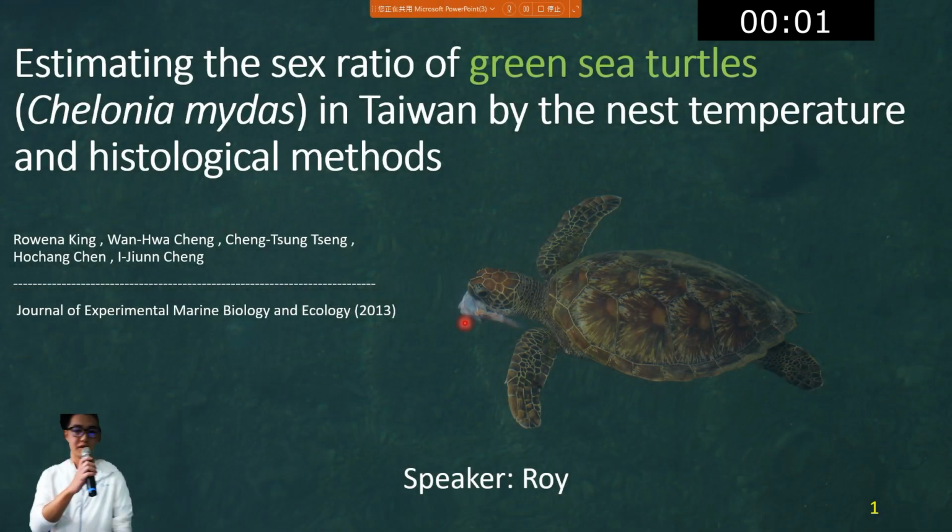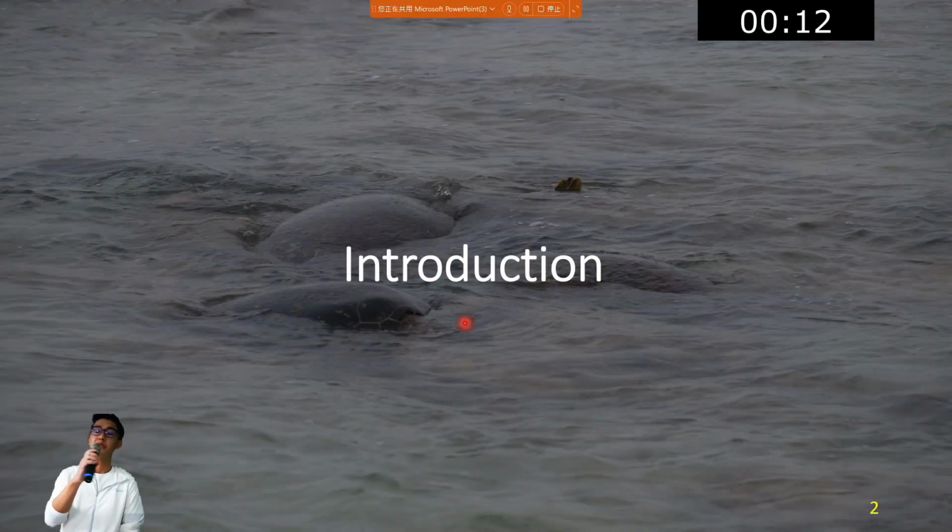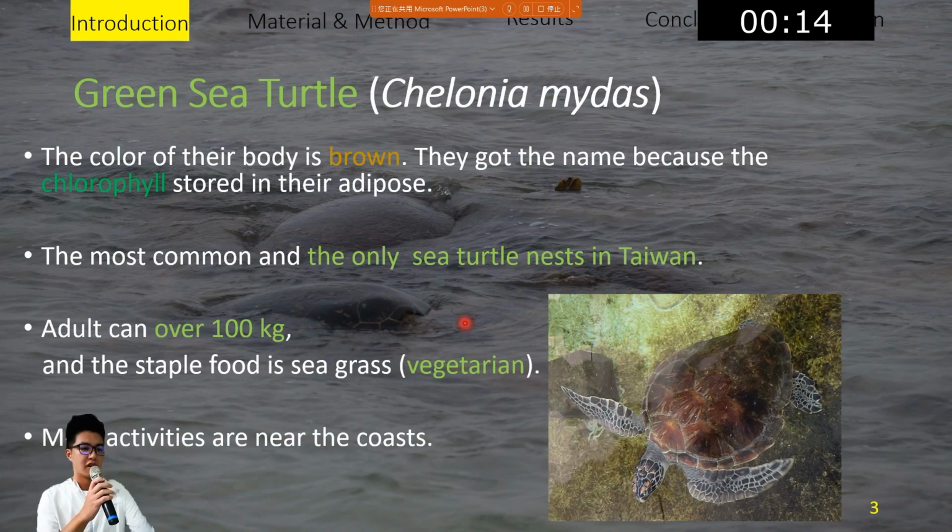Hello everyone, my name is Roy, and I'm going to talk about estimating the sex ratio of green sea turtles in Taiwan by the nest temperature and a histological method. First, introduction. The green sea turtle.